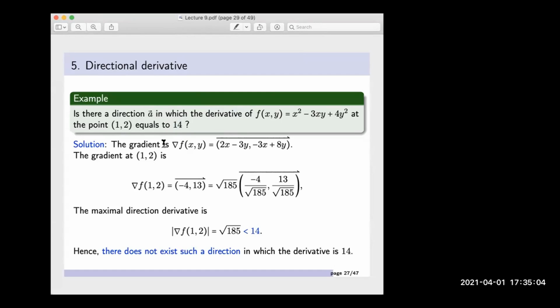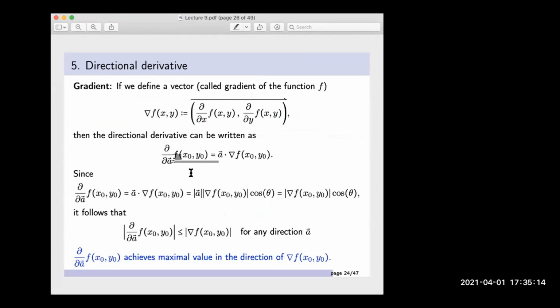Directional derivative equals this vector A times the gradient vector. Right? That's the formula. The directional derivative in the direction A is equal to A dot this gradient vector. This is the inner product between two vectors. So let's first compute the gradient vector.